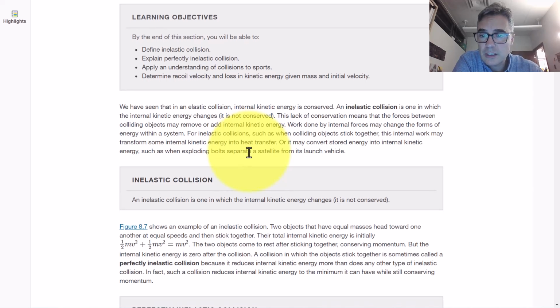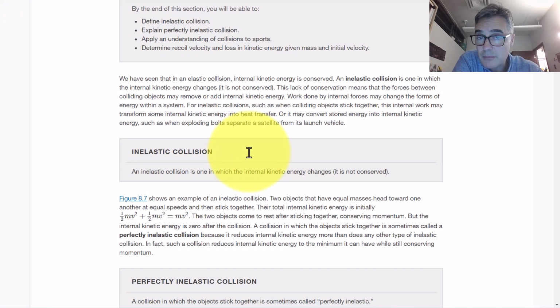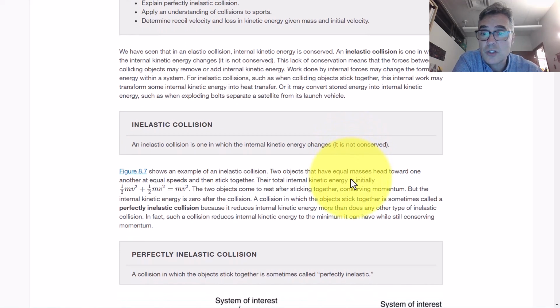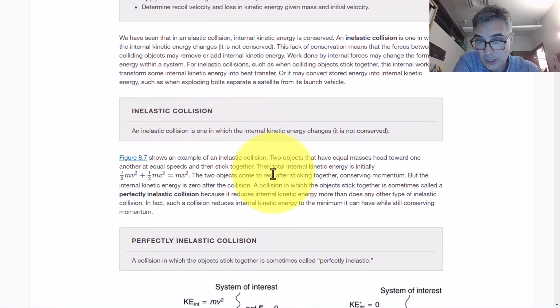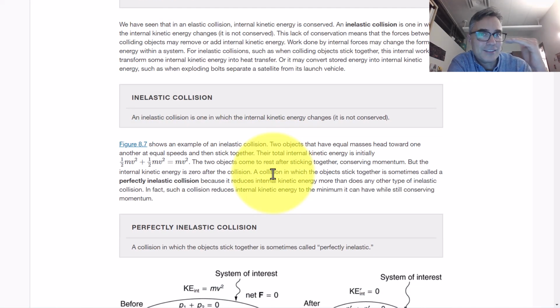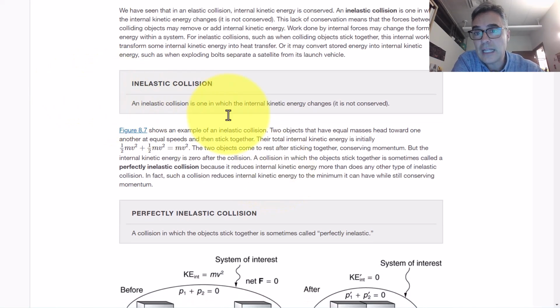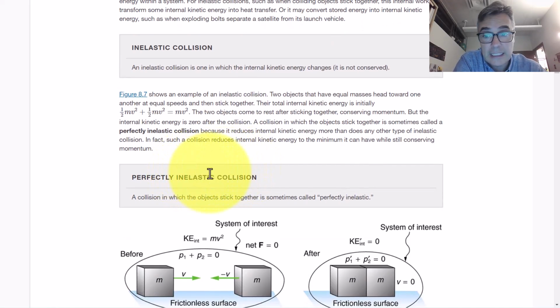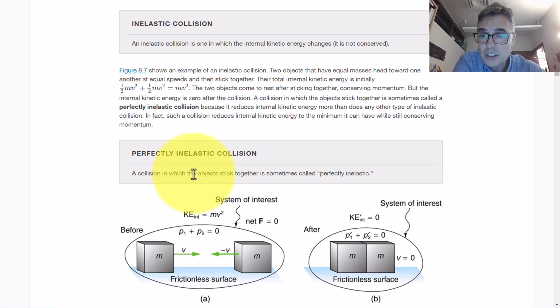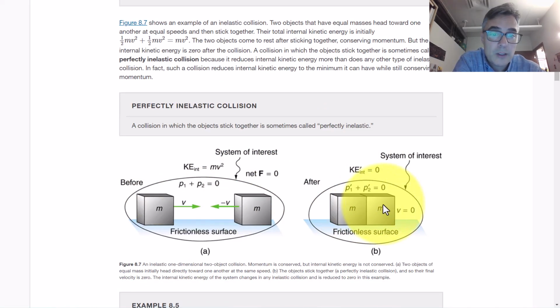So most collisions still conserve momentum because the external forces are negligible, but the internal kinetic energy changes, so it's not conserved. That's called an inelastic collision. And there are several subcategories of inelastic collisions. The first one is a perfectly inelastic collision. That is a collision in which the objects stick together. So they have no relative motion afterwards.